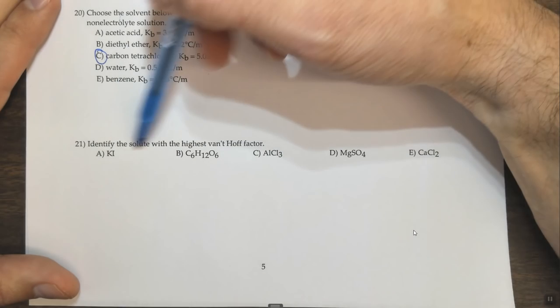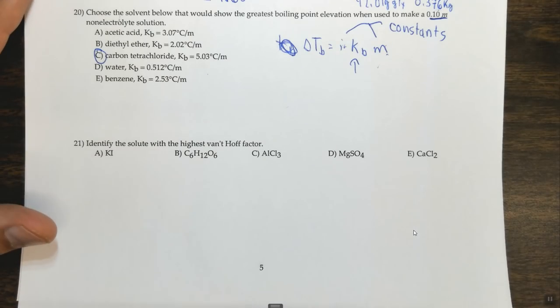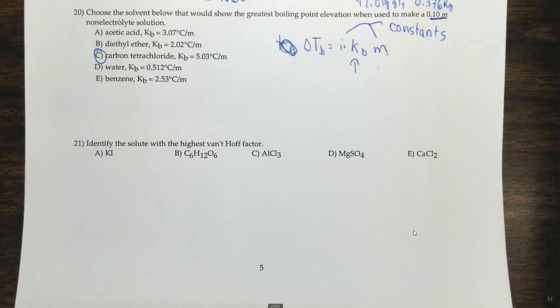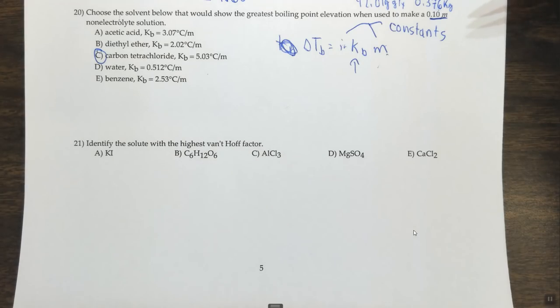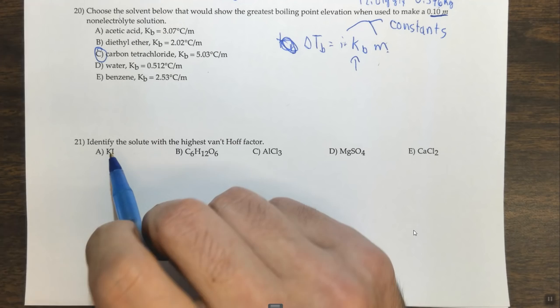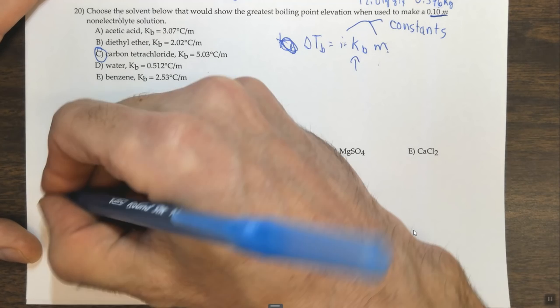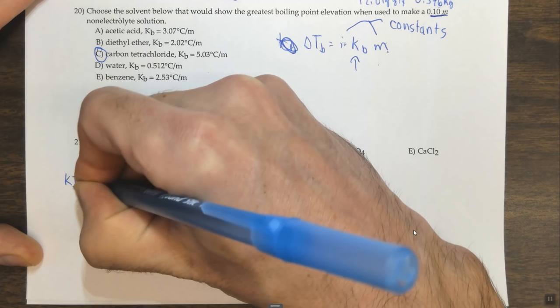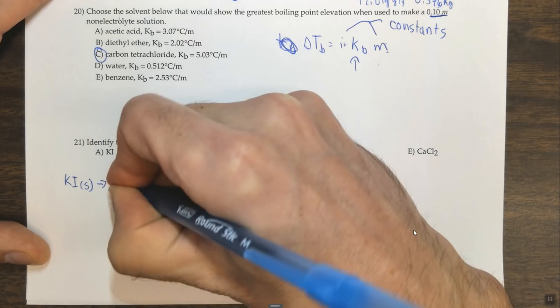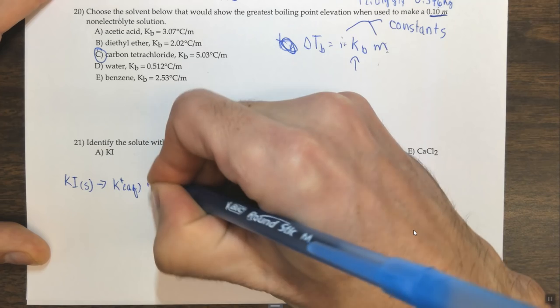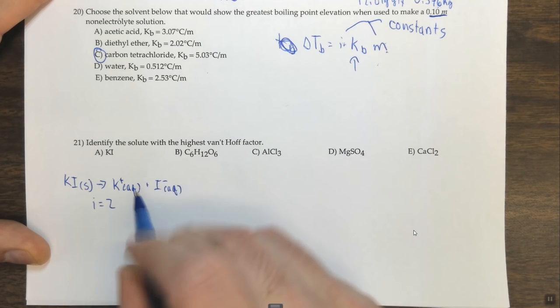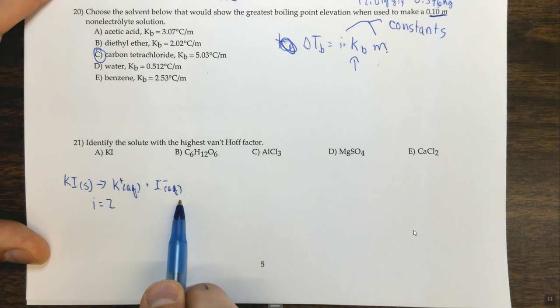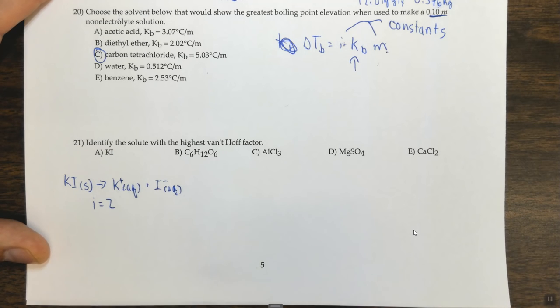Question 21 says, identify the solute with the highest Van't Hoff factor. The Van't Hoff factor plays a role because colligative properties depend on the number of particles in solution, but not on the nature of those particles. So we need to see what happens to these different compounds in solution. The first thing we need to notice is that KI is ionic. So when KI dissolves in water, we get K plus, a 1A metal, aqueous, and I minus, a 7A nonmetal, a halogen. So i equals 2, because KI breaks up into 2 things. Now you have 2 particles in solution, you'll have double the effect of the freezing point depression.